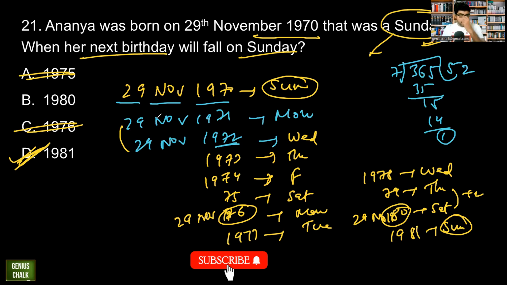So this is one way, right? Where in a leap year, add 2, and in a non-leap year, add 1.